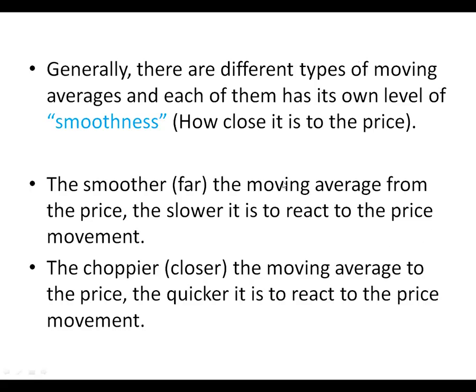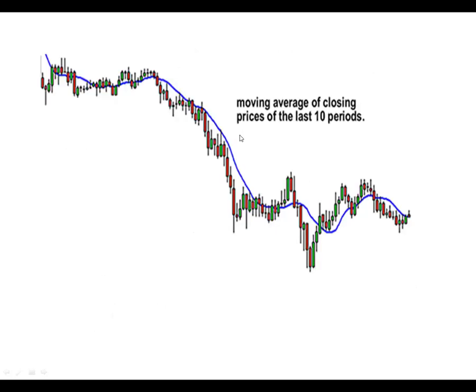Now, generally, there are different types of moving averages, and each of them has its own level of smoothness. When we say smoothness, we are talking about how close the moving average is to the price. Coming back here, how close is this line to the candles? The candles are the price. So the smoothness of a moving average will determine how close it is to the price, okay?